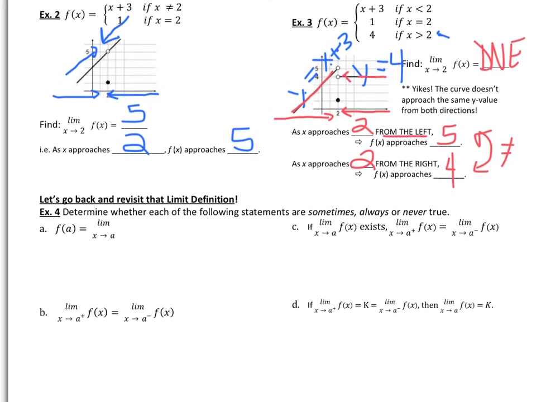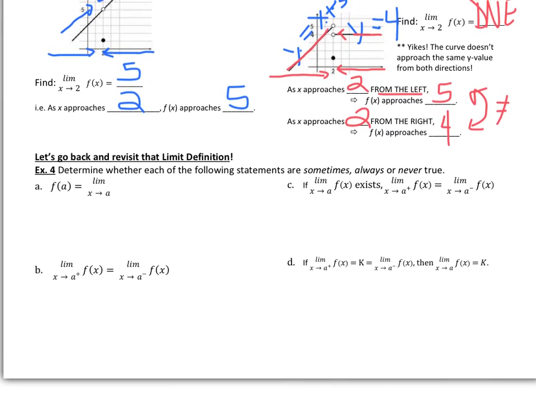Now for our last example, we want to really rely on the definition of limits. The definition is saying that if the left limit equals the right limit, then the limit of the function as x approaches that value is equal to whatever number both of those are approaching. So this first one here is asking you if the y value is equal to the limit, and this should say the limit as x approaches a of f of x.